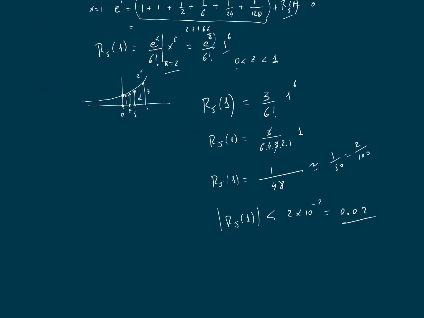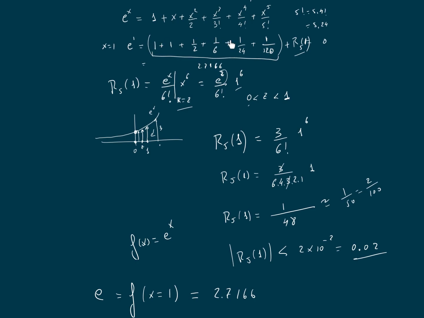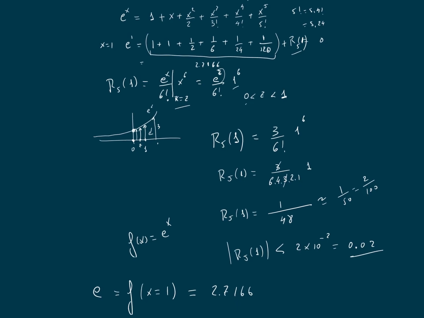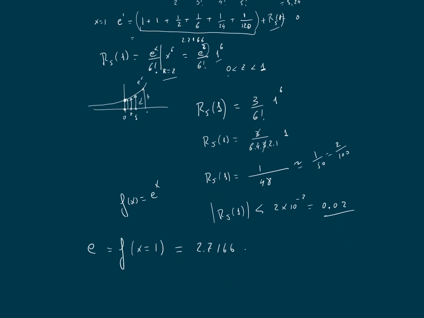Then, as a conclusion, the value of the function f at the point x equals 1, where f of x is e to the x, the value of the function, this is e, is 2.7166, that is the sum of all these numbers, plus the error. And the error that we make at the point x equals 1 is 2 multiplied by 10 to the minus 2. So it's a good approximation. The error is 0.02, so the error is on this digit.